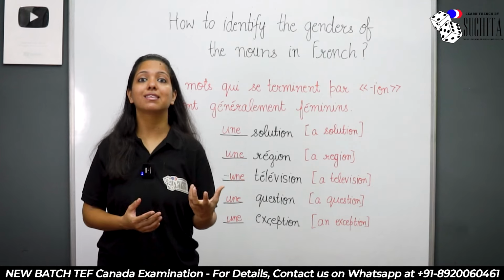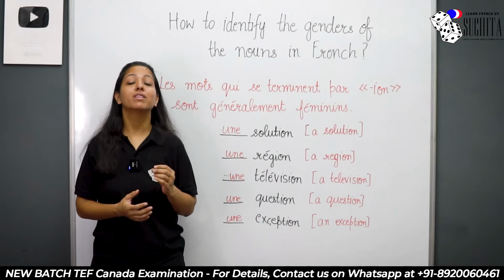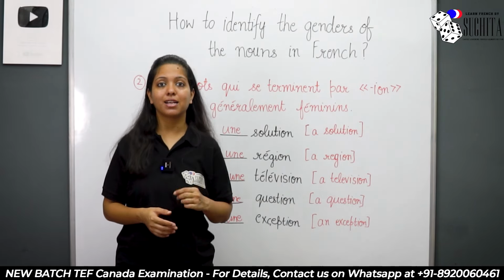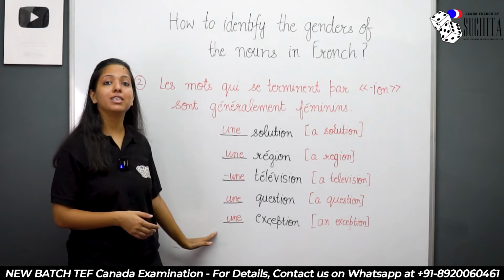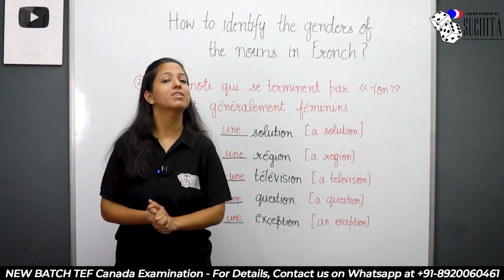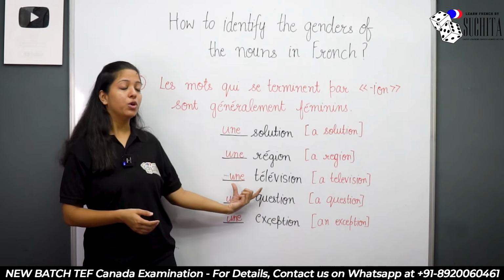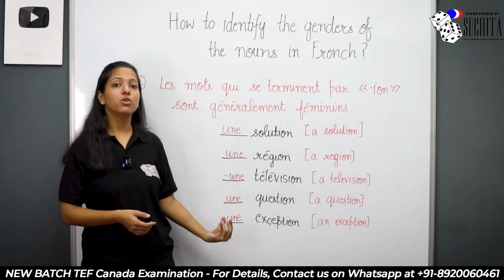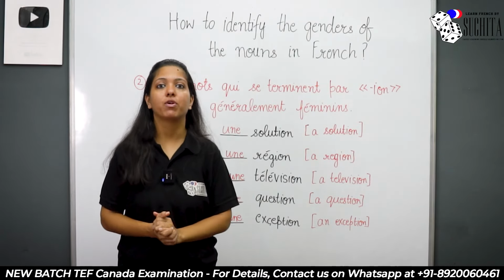There are so many other words. For example, natation, again ends with ION, so it's feminine. La natation, it's une natation. I'm using the indefinite articles. It's your choice. You can use the definite articles as well. So une solution, une région, une télévision, une question, une exception. So the words which end with ION, they are generally feminine.